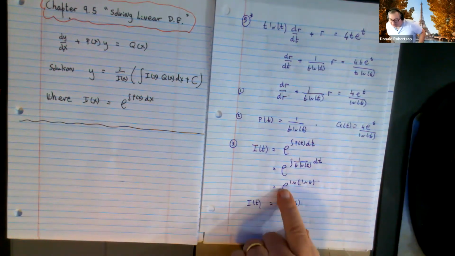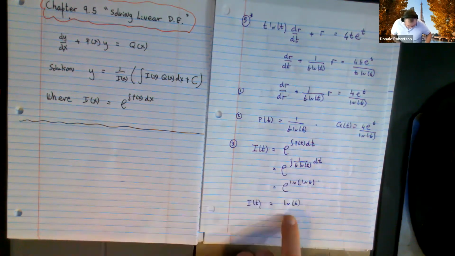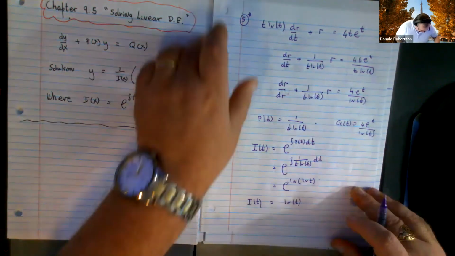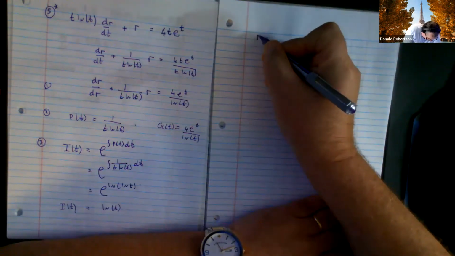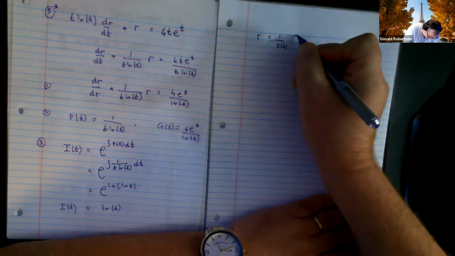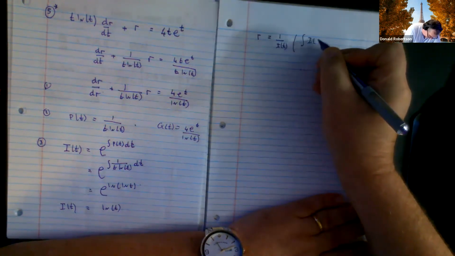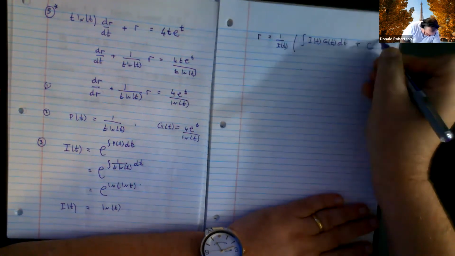Can you think of e in natural logs as inverse functions? When you have two functions, one which is the inverse of the other, happening one after the other, they essentially cancel each other out. You see that the thing that's left is log t. So that means we can now move to our next stage, which is the solution. It won't be y equals, it'll be r equals now. And it'll be 1 over I of t, the integral of I of t q of t dt. I'd say, right? It's essentially the same form.